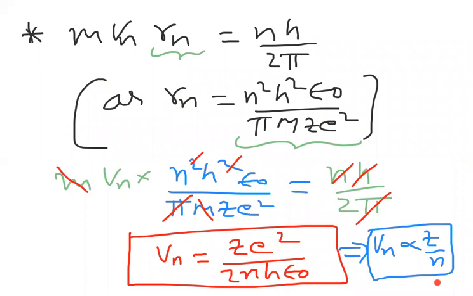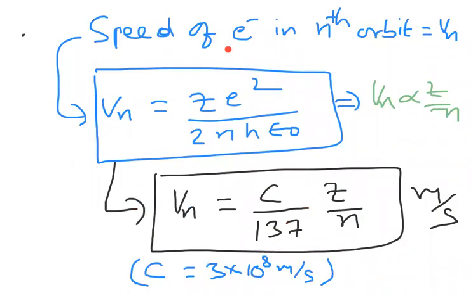There is also a final conclusion. The speed of the electron in the nth orbit is Vn equal to Z square by 2 nh epsilon naught. Vn is proportional to Z by n. Vn is C by 137 into Z by n. What is C? The speed of light, in 10 power 8. This is a direct formula we can write. But remember here about units; units are very important. Don't forget about units. The C value is 3 into 10 power 8 meter per second.